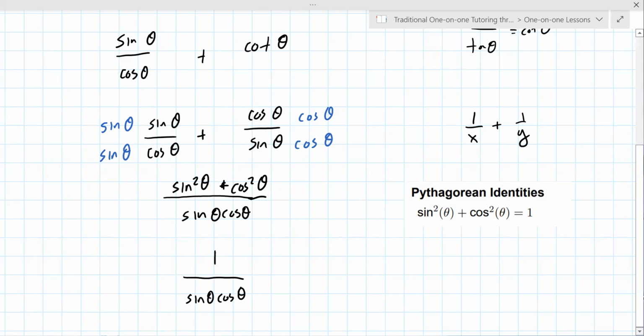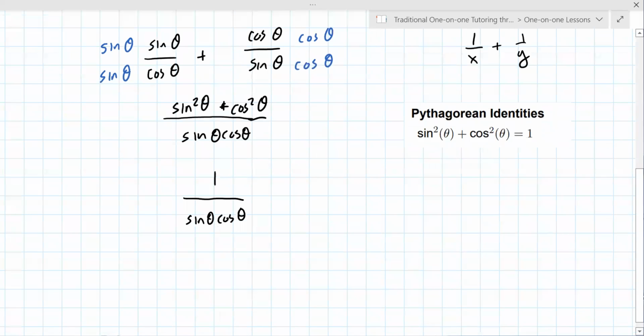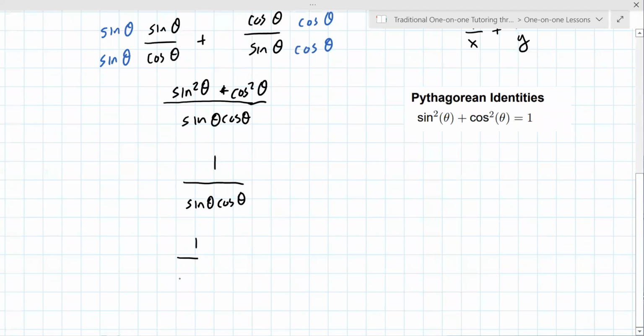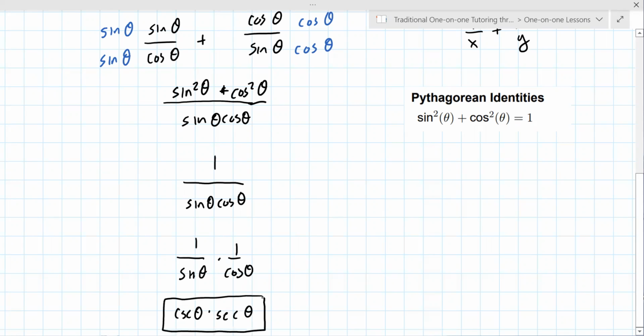And then as a final step here, you can rewrite this as 1 over sine theta times 1 over cosine theta. And then 1 over sine theta is a reciprocal identity. That's cosecant theta. 1 over cosine is secant theta. And that is probably your final answer. So quite a bit there. There's a lot to just doing this one problem.